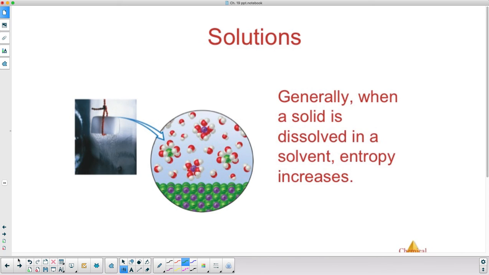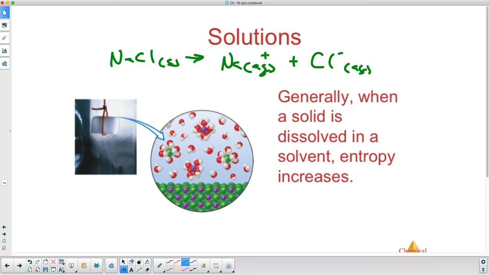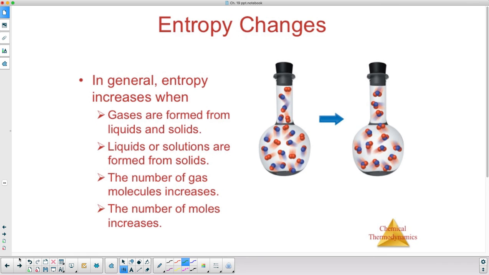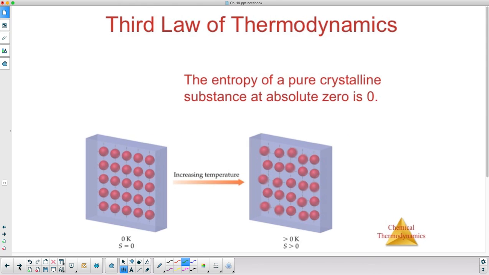Just about finished. So going from a solid to a solution is also an increase in entropy. Gases form from liquids and solids. In general, the increase is when the number of molecules increases, the number of moles increases. So this is all good stuff.